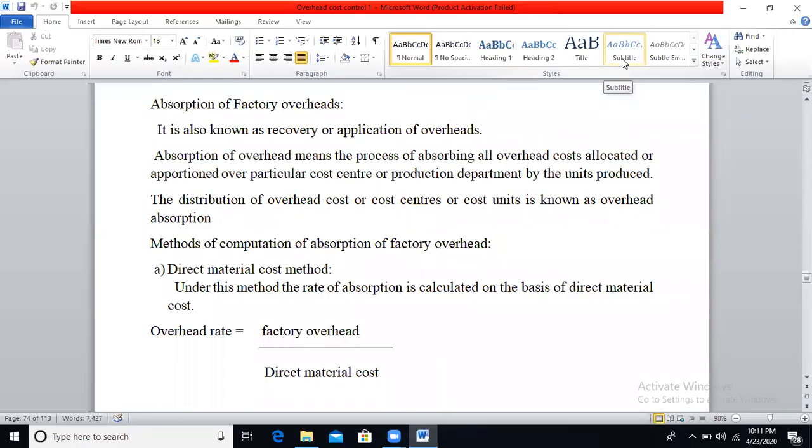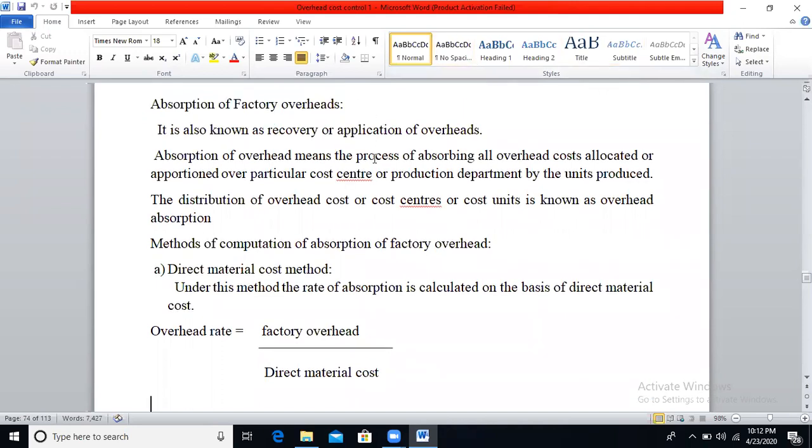Good morning. Let's see the next concept, that is absorption of overheads. It is absorption of factory overheads or absorption of production overheads. From this, you are having a 6 marks question. Absorption of overheads is also known as recovery or application of overheads.